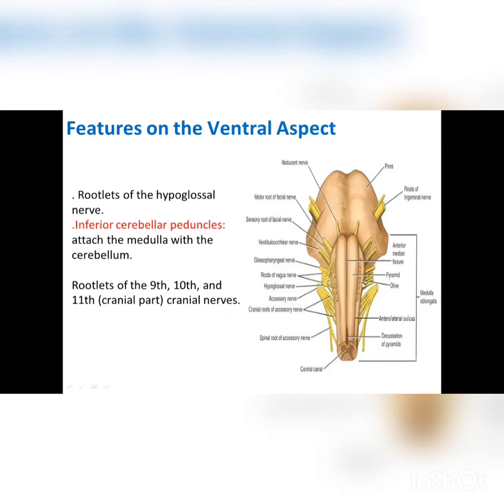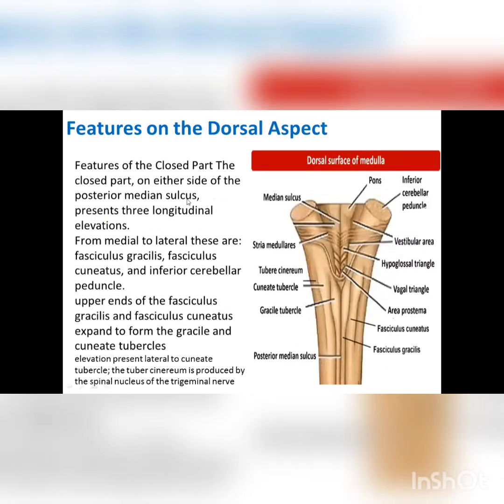Features on the ventral aspect: rootlets of the hypoglossal nerve, then the inferior cerebellar peduncles, which attach the medulla with the cerebellum. Then we have rootlets of the 9th, 10th, and 11th cranial nerves. These are the features on the ventral aspect of the medulla oblongata.